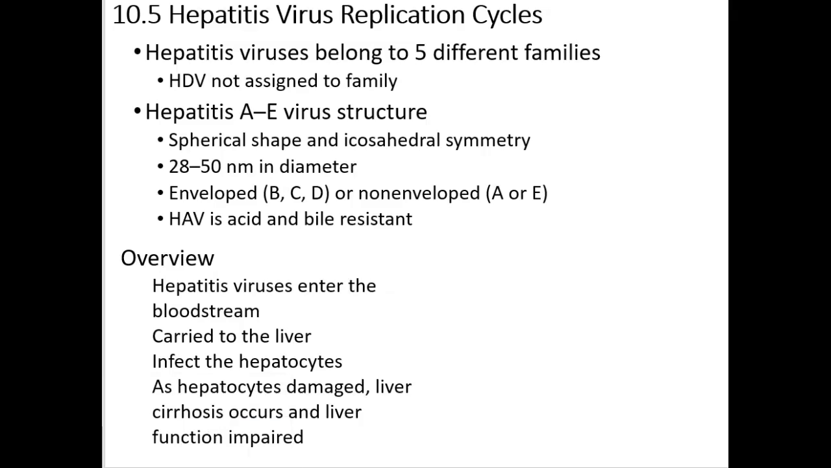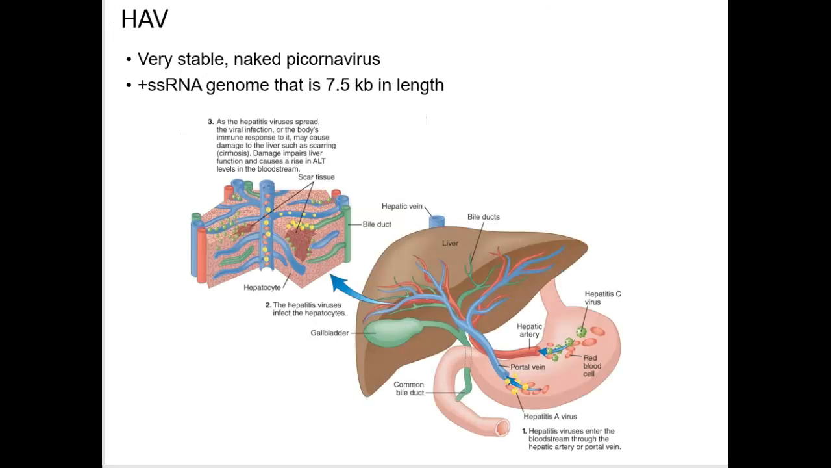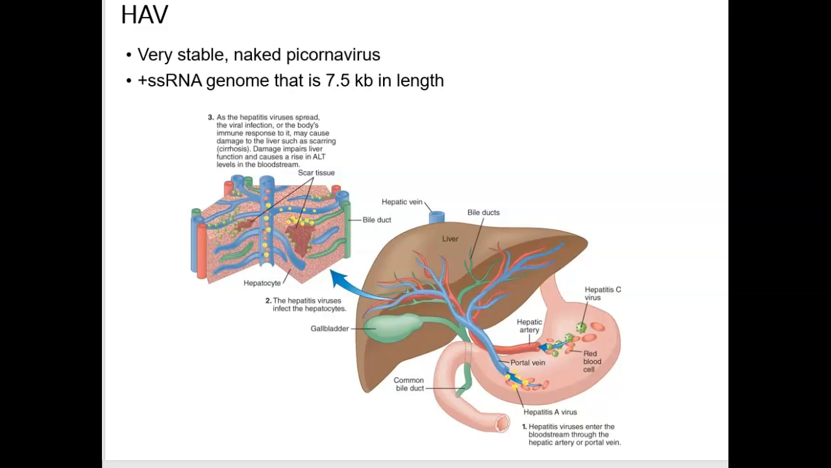So into some specifics. For hepatitis A virus, and this would be similar with hepatitis E because they're both transmitted through contaminated food or water. Hepatitis A is a very, very stable virus. It's a picornavirus. It's going to replicate really similar to poliovirus. So this virus is going to enter through contaminated food or water. Then it's going to go through the hepatic artery, through the portal vein, and it's going to travel to the liver.